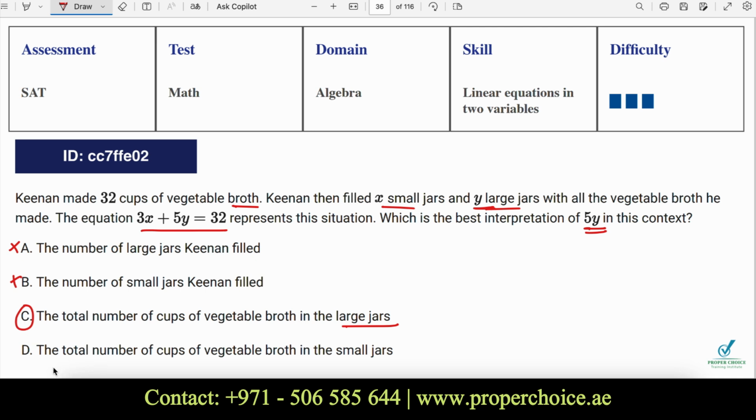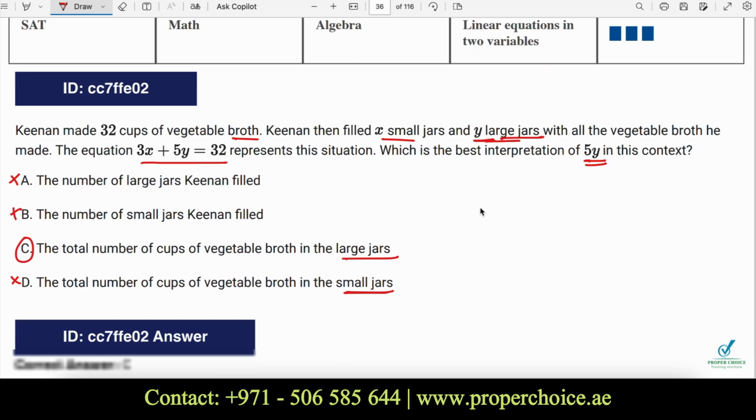Now option D, what is it saying? The total number of cups of vegetable broth in the small jars, which is wrong because x is representing small and y is representing large, as they clearly said to us. So C is the right answer to this question.